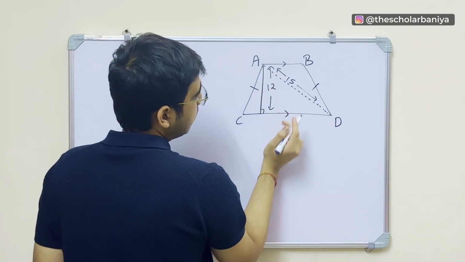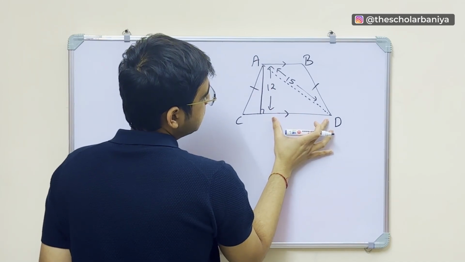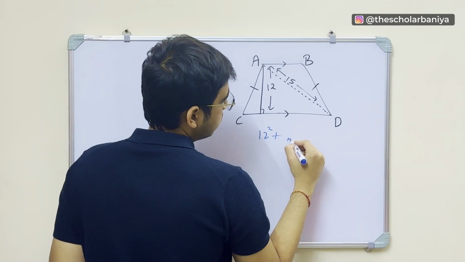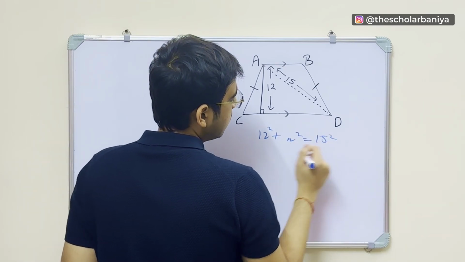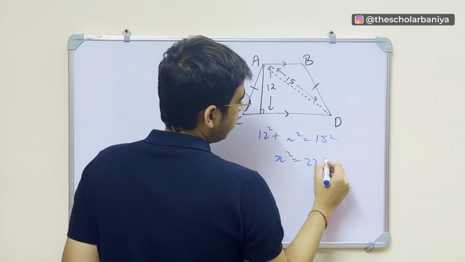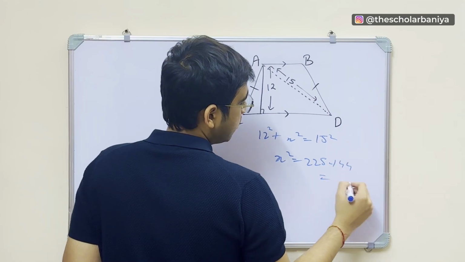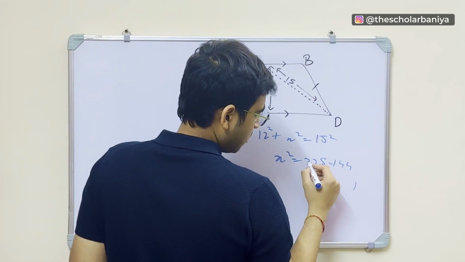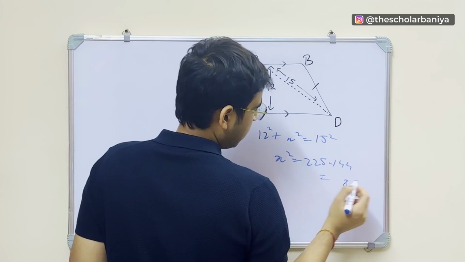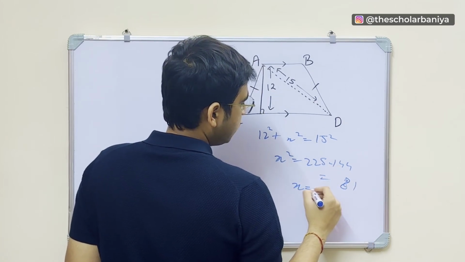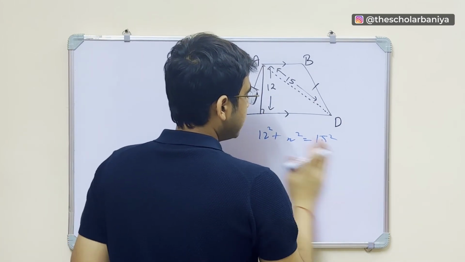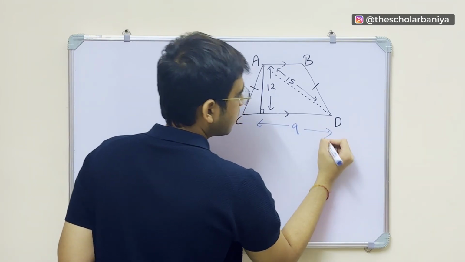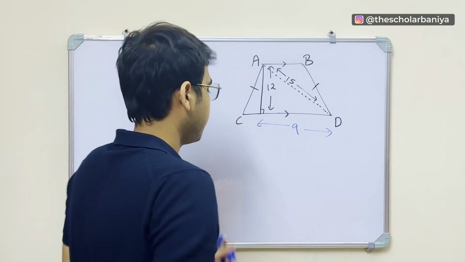So in this triangle, this comes out to be how much? 12 square plus, let's suppose x square is equal to 15 square. So x square is 225 minus 144, which is how much? 81, right? So x comes out to be 9, right? So basically this means that this part is 9. I hope this should be very clear, right?